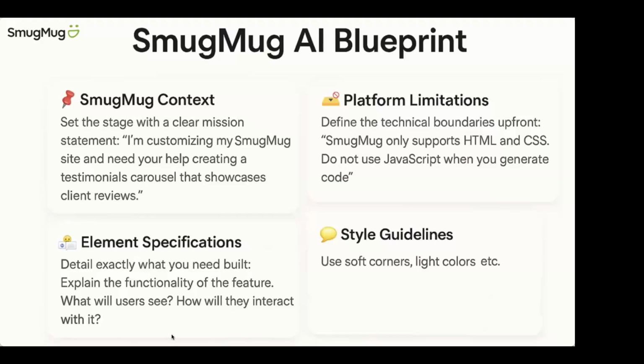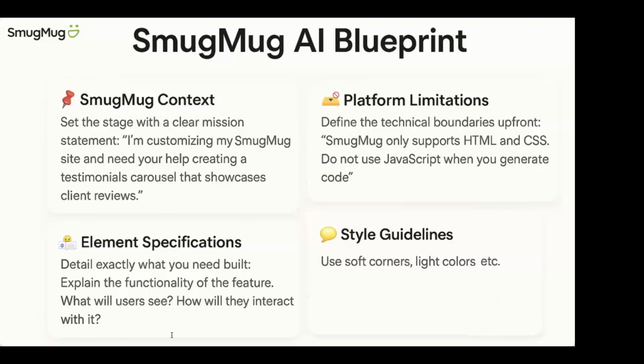Now, this is the SmugMug AI blueprint. This is a 4-part blueprint that delivers high quality results nearly every time. So when you work with AI, make sure that you include the SmugMug context. Set the stage with a clear mission statement. I'm customizing my SmugMug site and need your help creating a testimonials carousel that showcases client reviews.